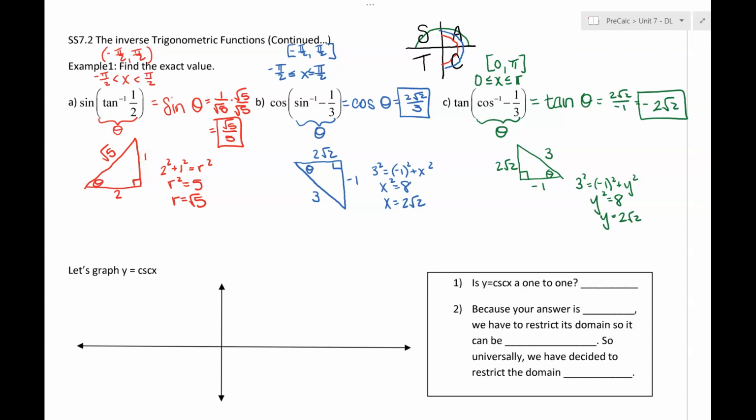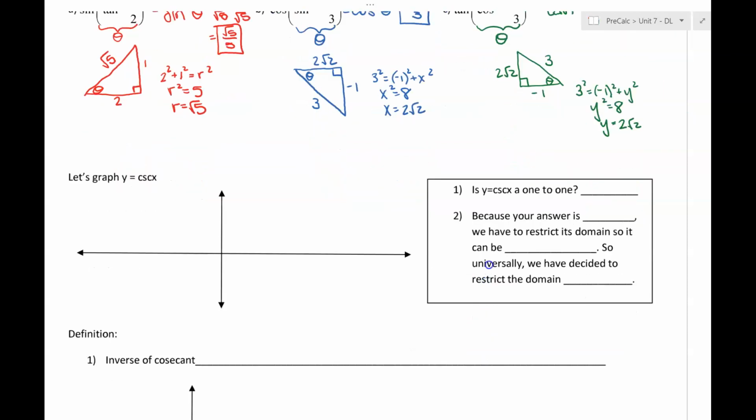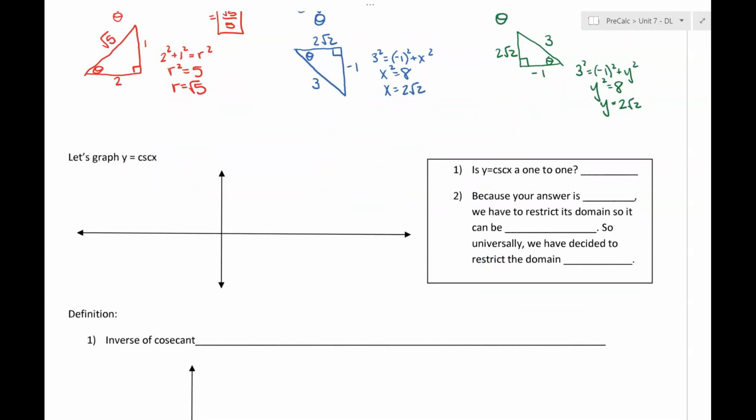Sweet. So that should be a review. Hopefully it refreshed your memory on a few things. Let's get to graphing. We are going to graph the reciprocal inverses. Okay, so let's remember cosecant. Cosecant is the reciprocal of sine. And for cosecant and secant, we would always sketch their reciprocals. And I'll show you why in a second.